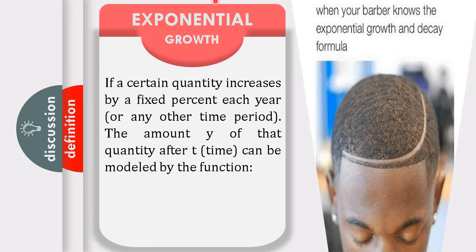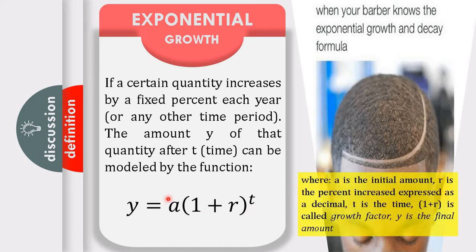If a certain quantity increases by a fixed percent each year, or any other time period, the amount y of that quantity after t, which is the time, can be modeled by the function y equals a times (1 plus r) raised to t. Where a is the initial amount, r is the percent expressed as a decimal, or the rate, 1 is a constant value, t is the time, and 1 plus r is called the growth factor, and y is the final amount.